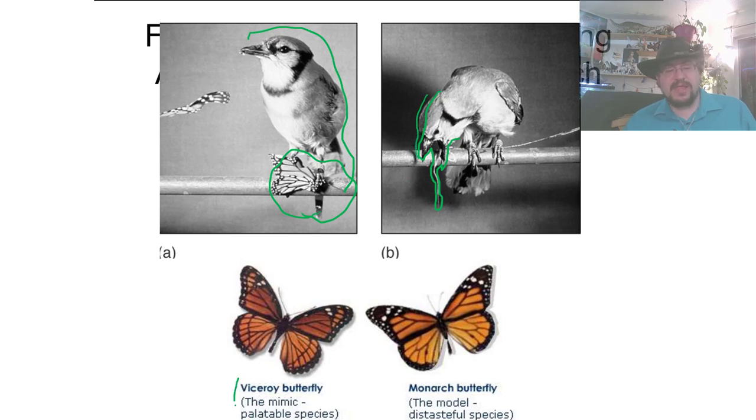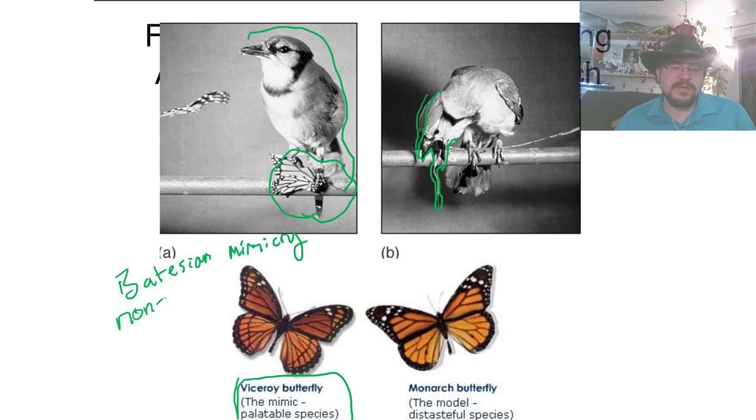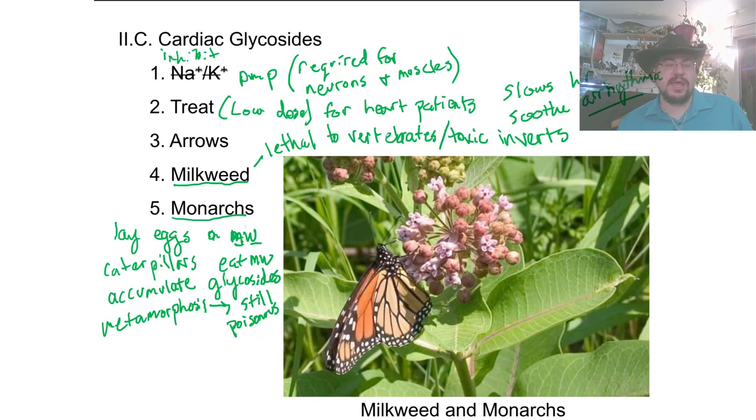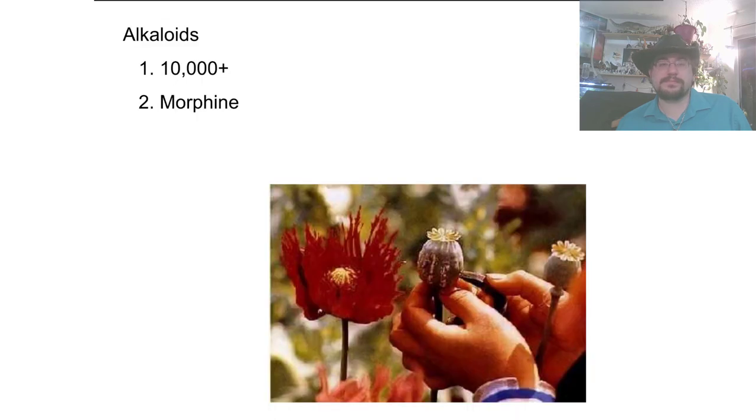So the viceroy butterfly is actually a monarch butterfly mimic. It evolved to look an awful lot like the monarch, despite the fact that the viceroy does not take advantage of milkweed. So that's kind of cute. So they call this Batesian mimicry, where a non-poisonous species mimics a poisonous species. So that's pretty cool. And that's all thanks to those cardiac glycosides that build up in milkweeds.